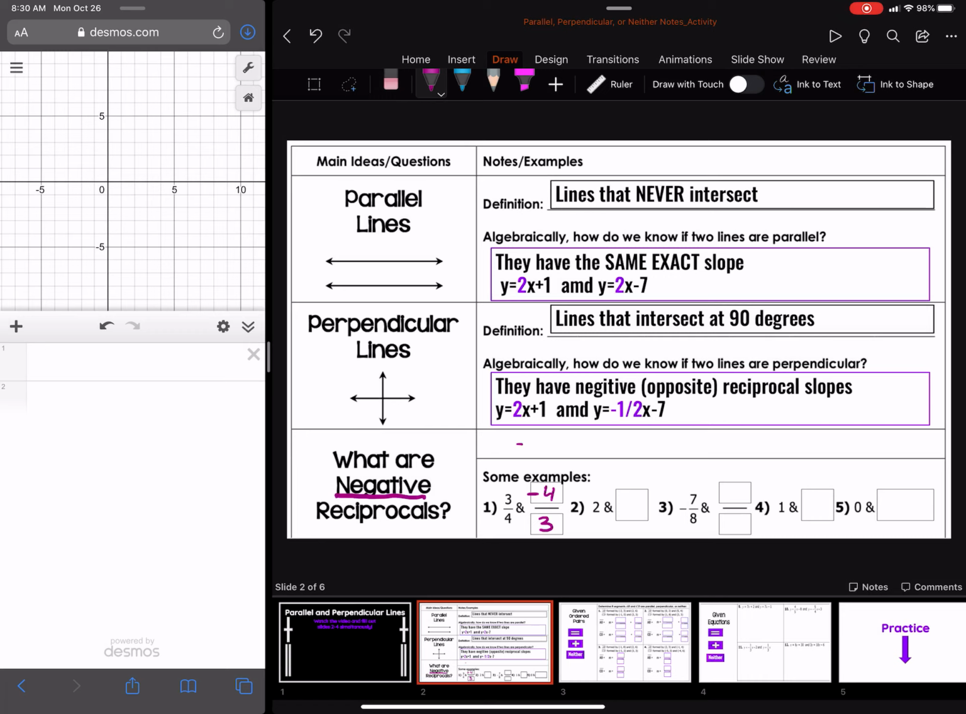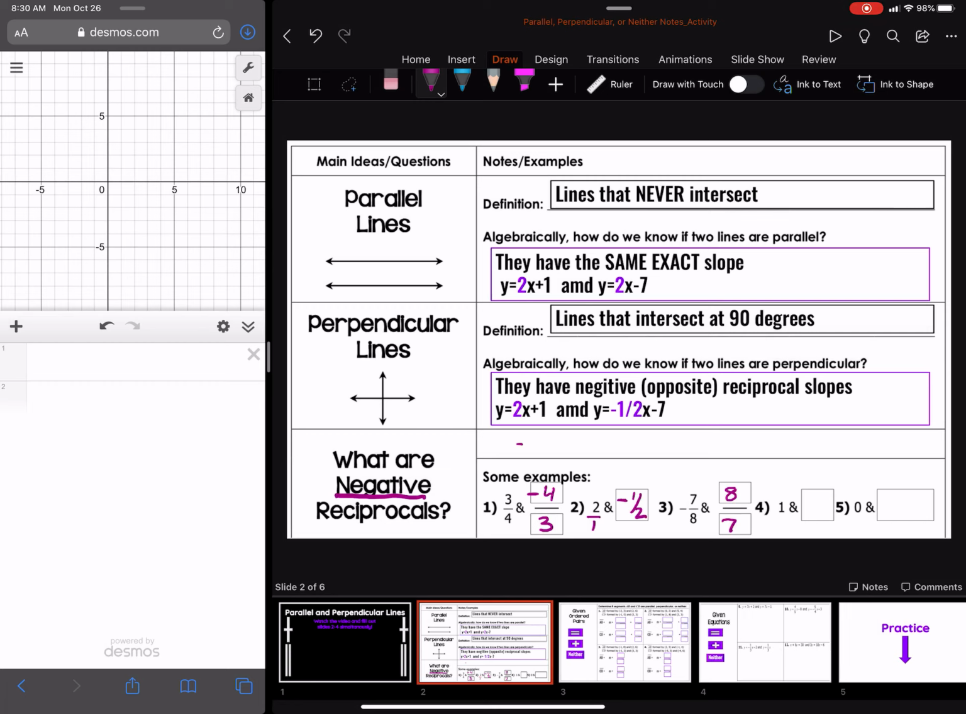Number 2, what is the opposite of a positive 2? It would be a negative, right? If I have a positive, then I'm going to have a negative. That's its opposite. And then what's the reciprocal of 2/1? Well, it would be 1/2. Over here, what's the opposite of a negative? Well, it would be positive, so my answer is going to be positive. And then I'm going to take the reciprocal of 7/8, and it would be 8/7.